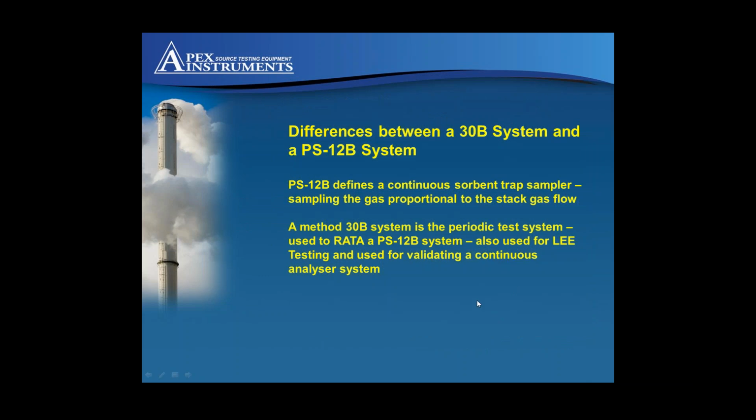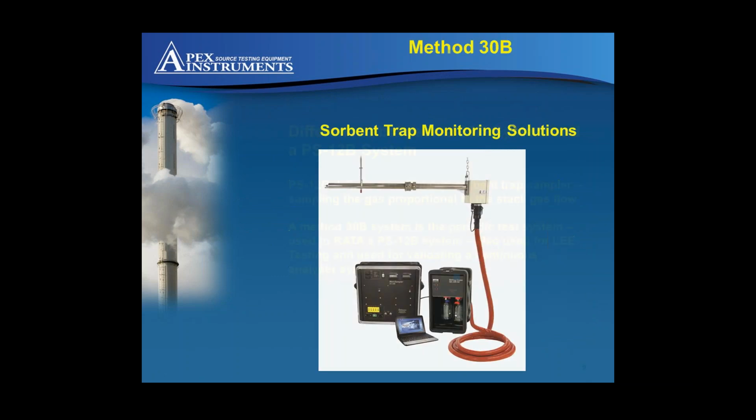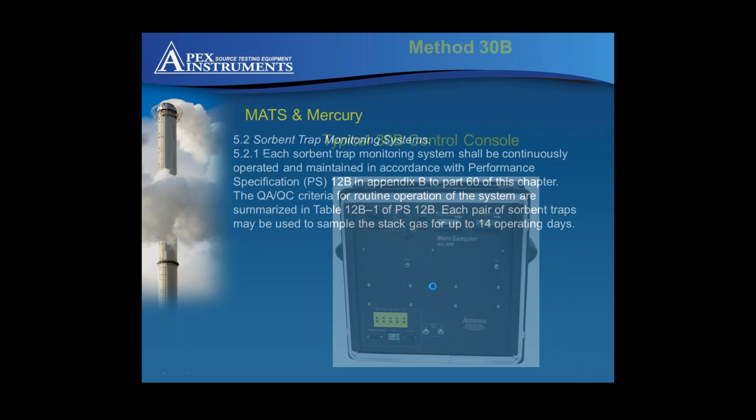Quickly, a difference between a 30B and a PS12B. The PS12B is the device that's used for long-term continuous sampling. The standard mentions that you can sample for up to 14 days. In reality, most people change the traps after 7 days. The 30B system is for the short-term sampling. But it's relatively the same type of device, a control console, something to knock the moisture out, the probe going into the stack, and then transporting the gas through the system. I'm going to skip over that on the 30B.